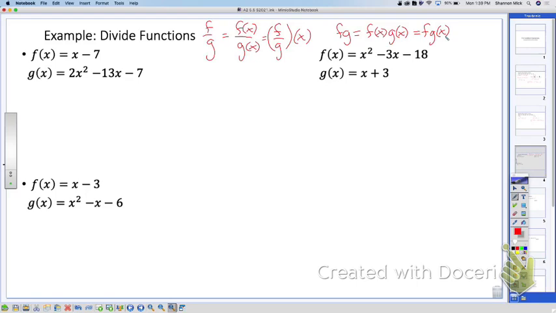So the first one we're going to do is f divided by g. So I got x minus 7, right? And it's just going to be over 2x squared minus 13x minus 7. But we know how to do this, right? We know we probably should reduce, correct? So how do I know if I can reduce? What do I have to do?